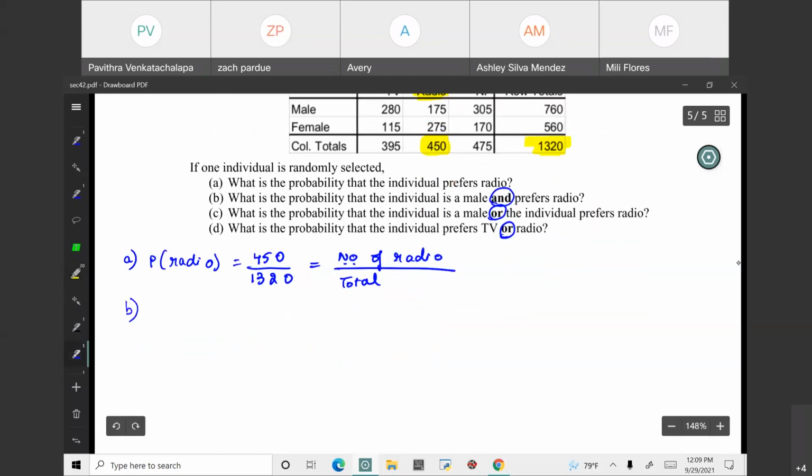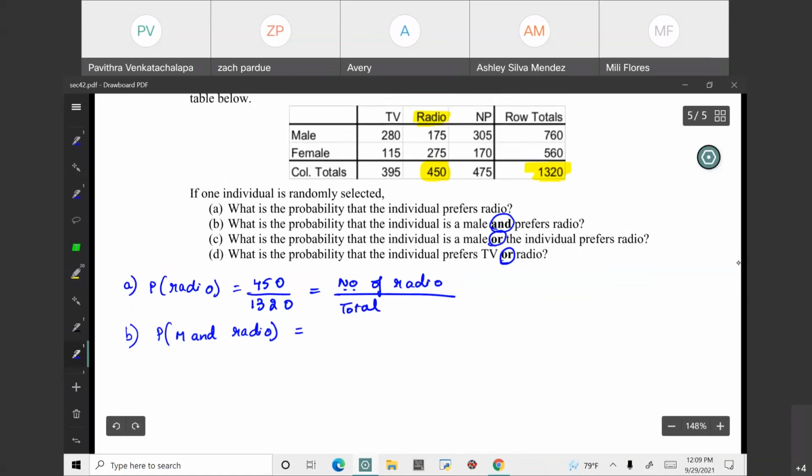B, probability, male, and radio. So it is a connection between the males and the radio. And means both. So you actually don't have to use the formula. You can do this in another way also. So just look at the table. You will get the answer. It has to be male and also radio.